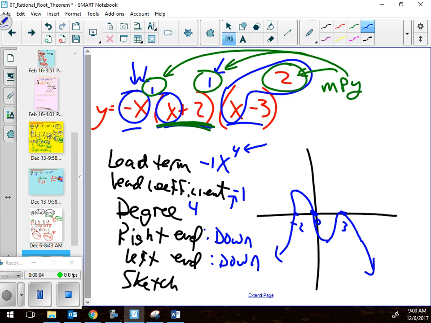There, are they both down? Yeah, that's what I said they would be. It's got a negative in front, so it's got to be going down on the right. There's my answer.